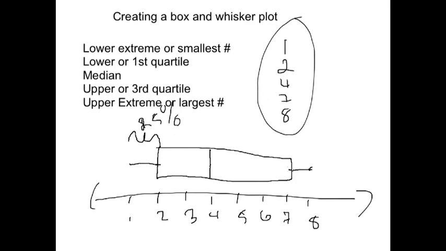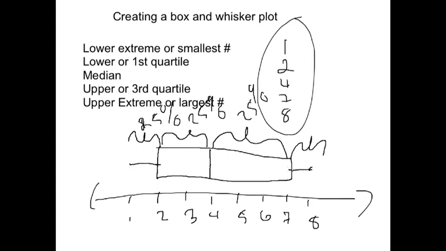If we just looked at the number of numbers that we had, we started with 11. Well, 2 or 3 of those 11 are approximately 25% of our data. And then between the first quartile and the median, between 2 and 4, there's another 25%. And between the median and the upper quartile, there's another 25%. And then between the upper quartile and the upper extreme, there's our final 25%.